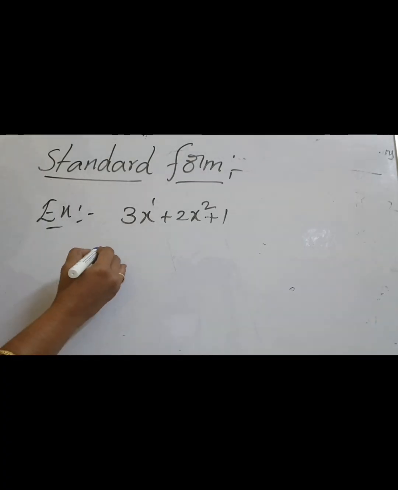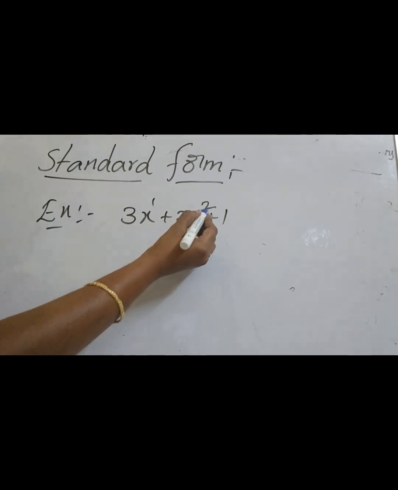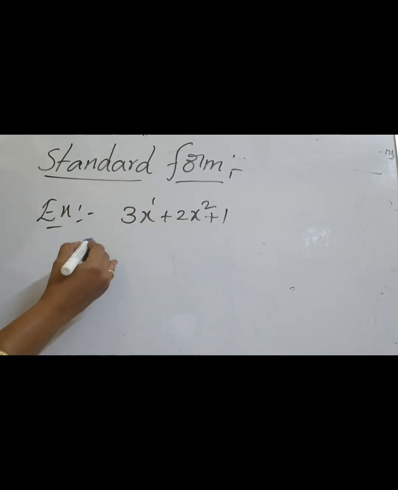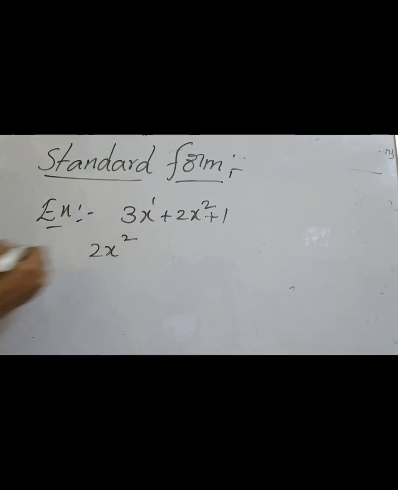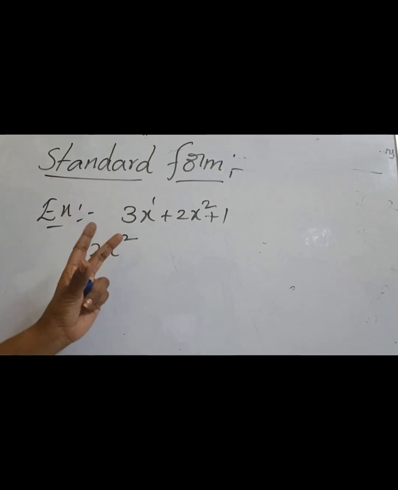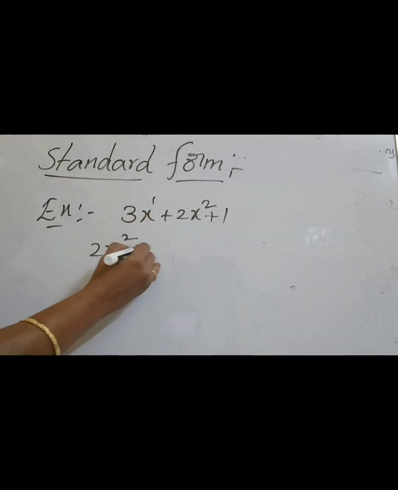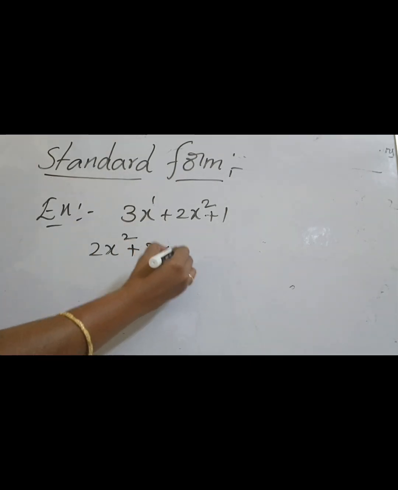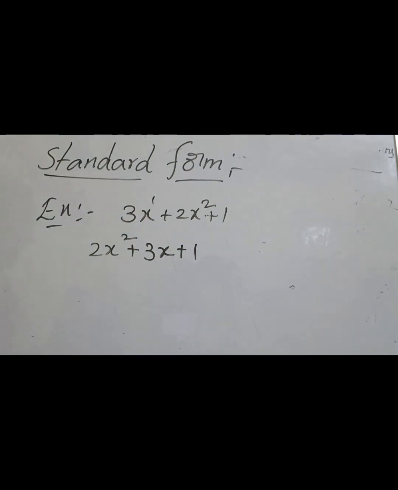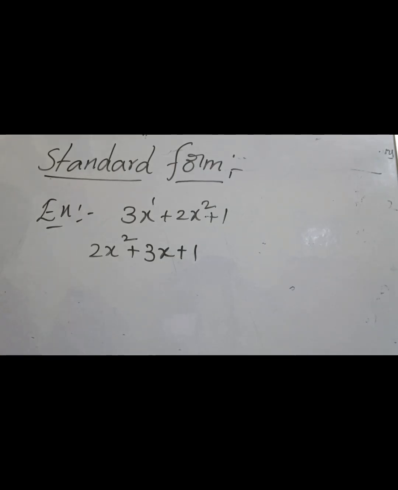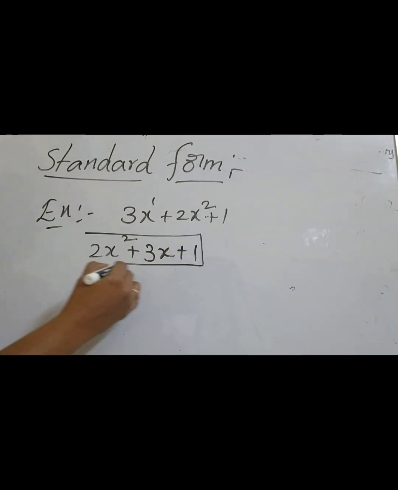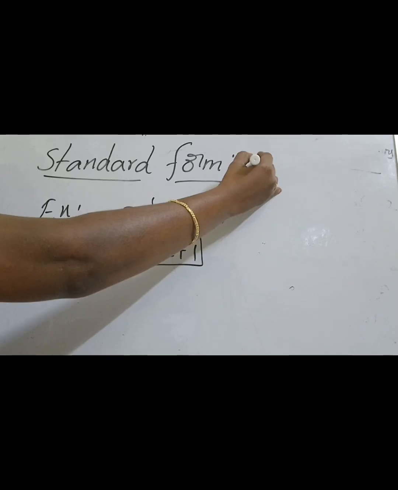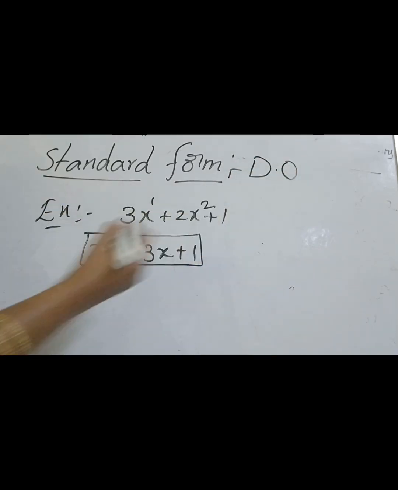Standard form means whichever term has the highest exponent should come first. That is the reason I told you descending order. Descending order is nothing but decreasing, from big to small. Next comes the term with the next smallest exponent, and finally the constant. Got it, children? What is the standard form of an algebraic expression? We need to arrange the terms in descending order.